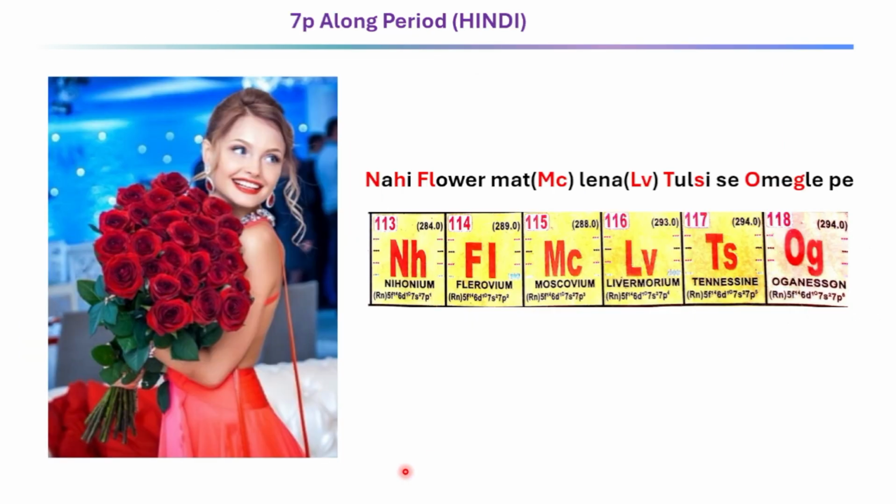Now next one is this 7p period, and these elements are often neglected in all the mnemonics. Whenever we made the mnemonics, we considered up to 6p, and we have not considered the 7p. So you just take this 7p and make a mnemonic with that.